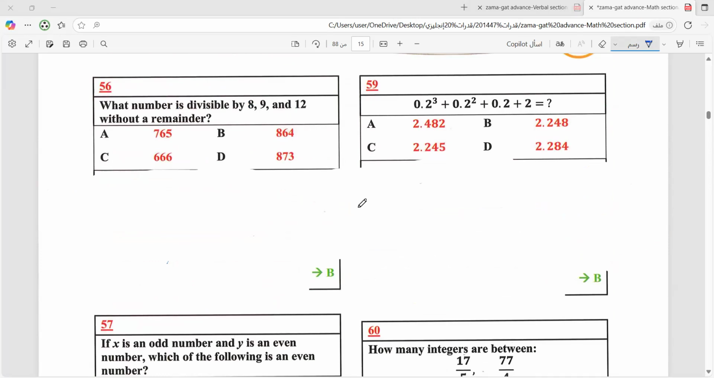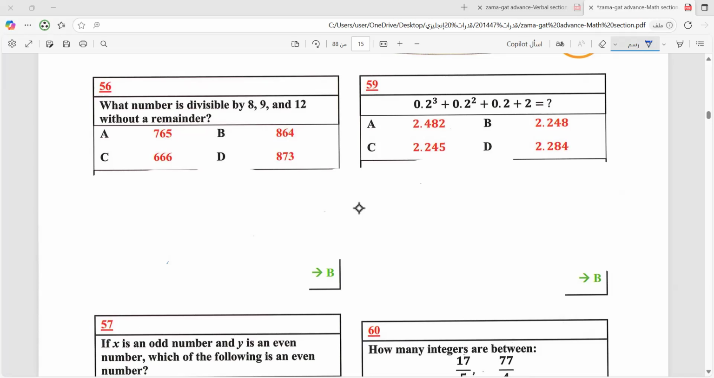What number is divisible by 8, 9, and 12 without a remainder? How do you know it is divisible by 8? How do you know it is divisible by 9, by 12? For 9, we add all the digits. Right, so start with A.